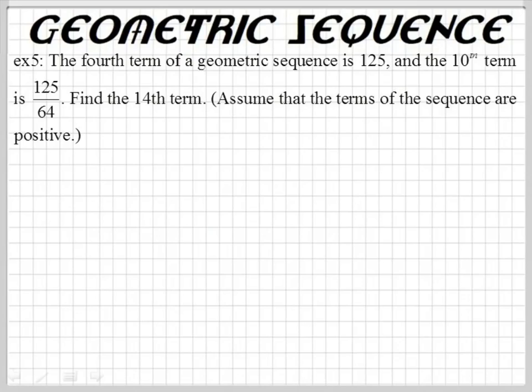So in this one, they give you the fourth term, which is 125. And they also give you the 10th term, which is 125 over 64.